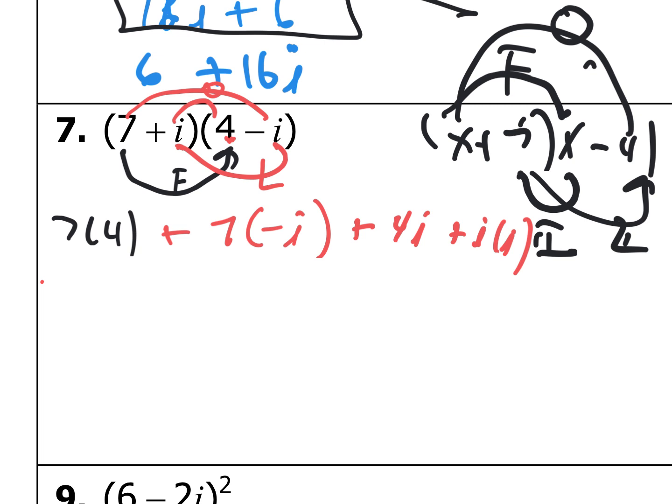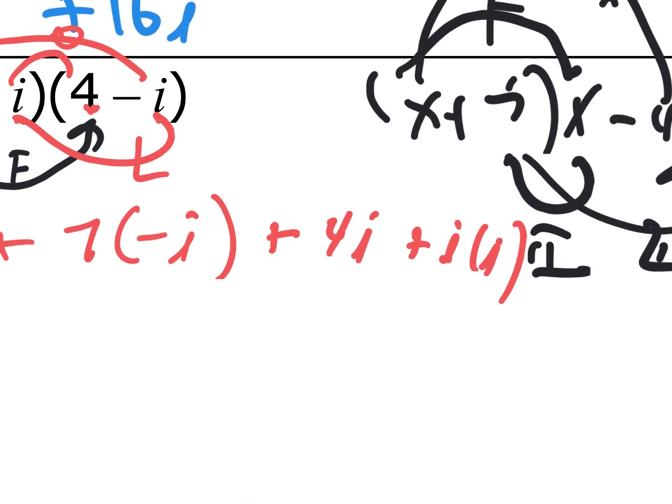I can read it back to you. Yeah, can you say? 7 times 4 plus 7 times a negative i plus a 4 times i plus an i times... I think I messed up. It was an i times a negative i.